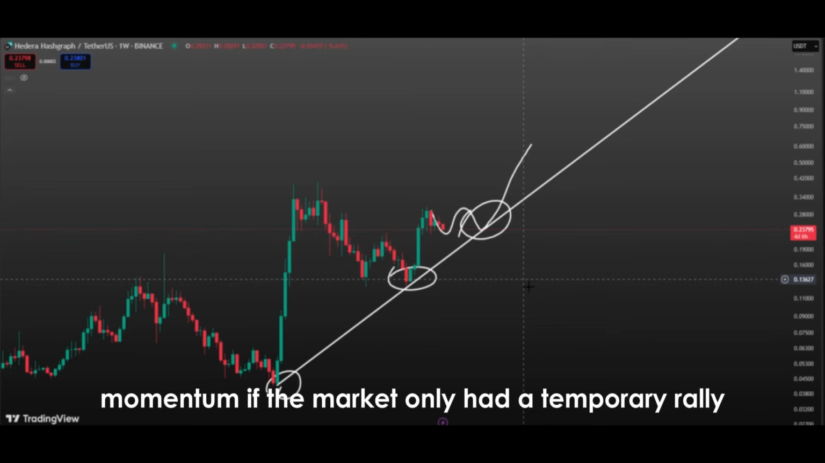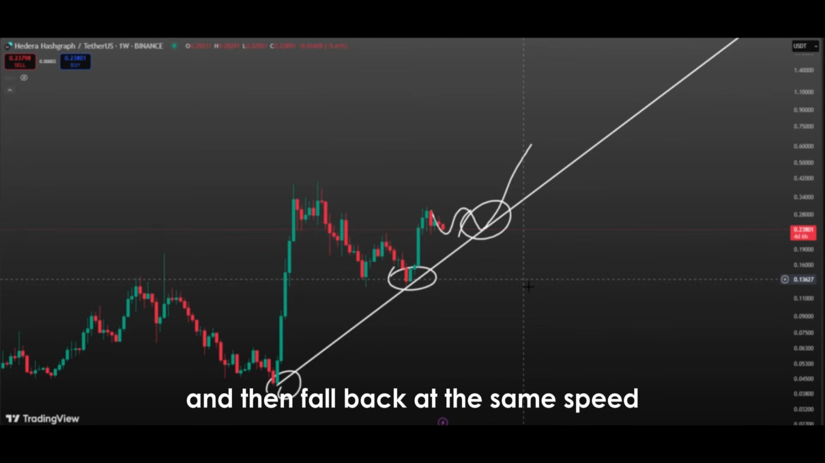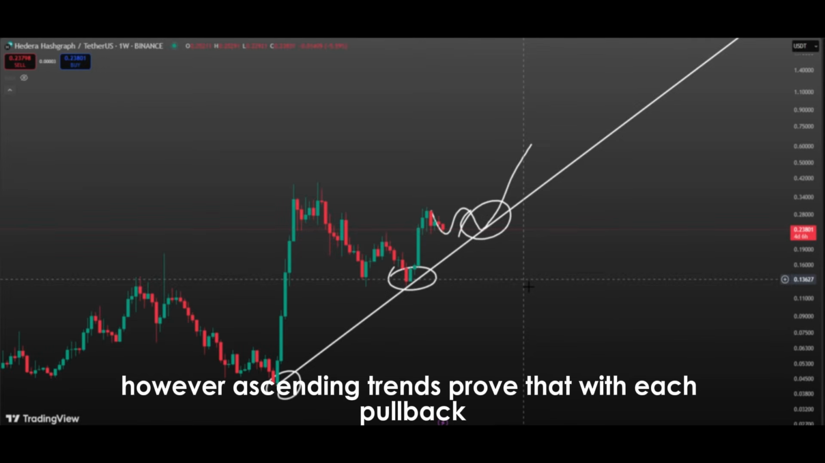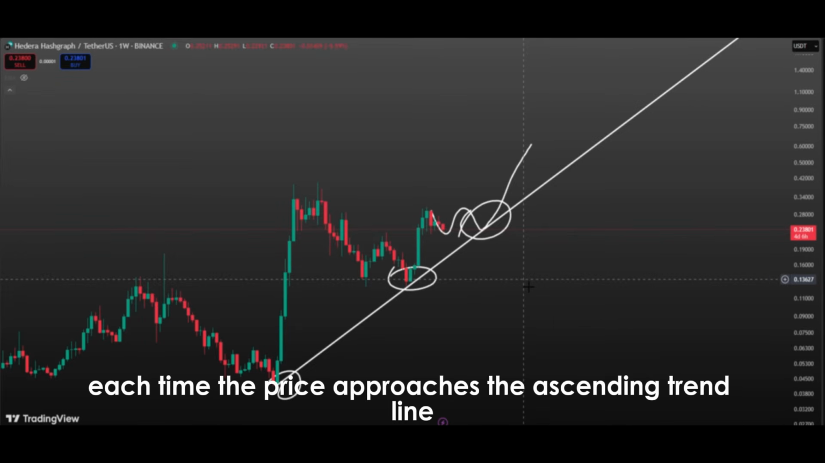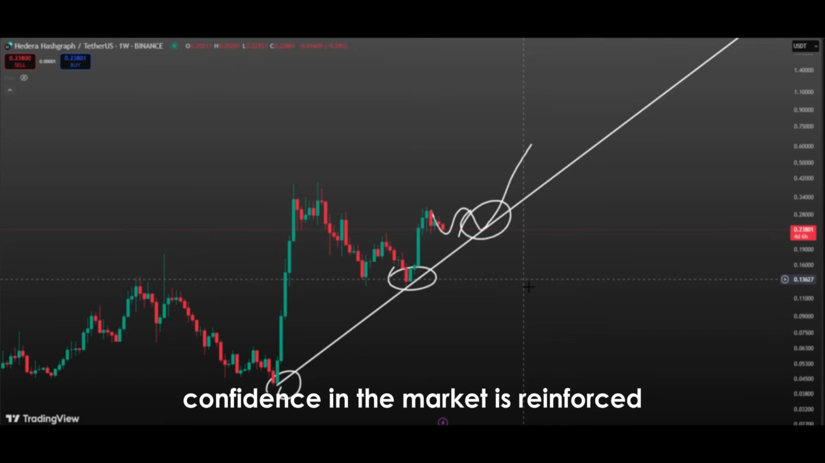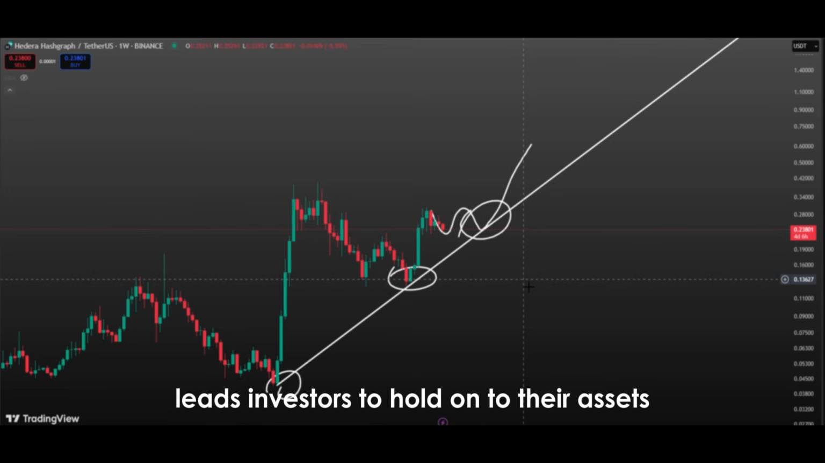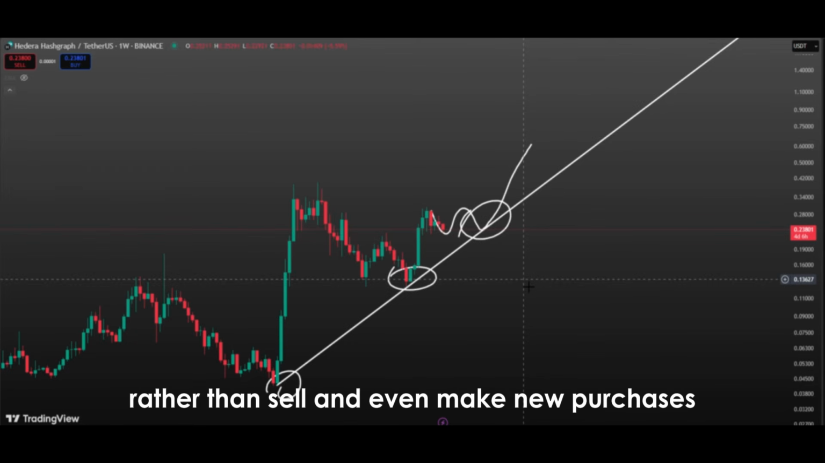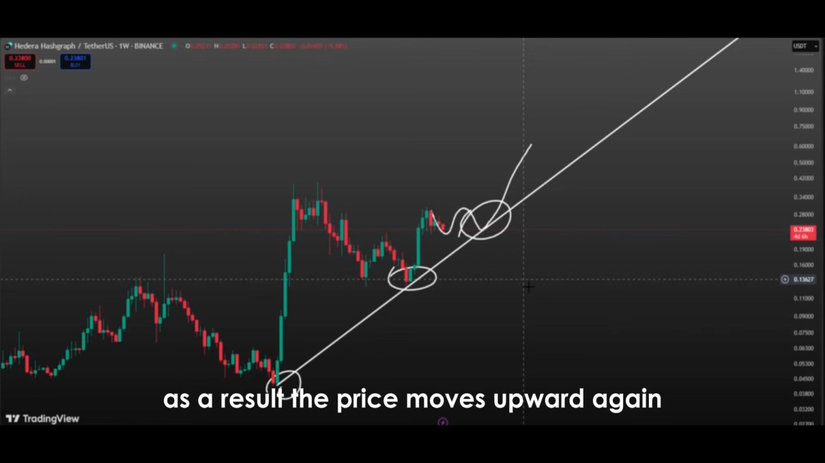If the market only had a temporary rally, the price would rise for a while and then fall back at the same speed. However, ascending trends prove that with each pullback, buyers reassert control, continuously lifting the lows upward. Therefore, each time the price approaches the ascending trend line, confidence in the market is reinforced. This sense of security leads investors to hold on to their assets rather than sell and even make new purchases. As a result, the price moves upward again.